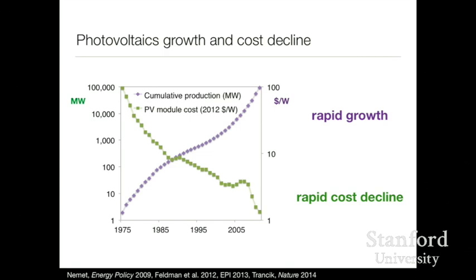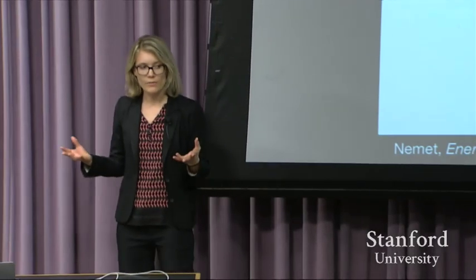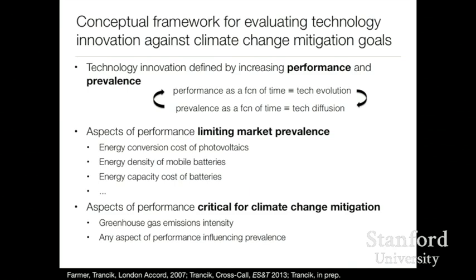But let me start with a description of a conceptual framework that I've developed for evaluating technologies like photovoltaics, for thinking about innovation and how to evaluate technology innovation against climate change mitigation goals. So to start out with, how I'm defining technology innovation in this context is by increasing performance and prevalence. So prevalence is a measure of market uptake or growth, changes to market share and market size. And these feed into one another.